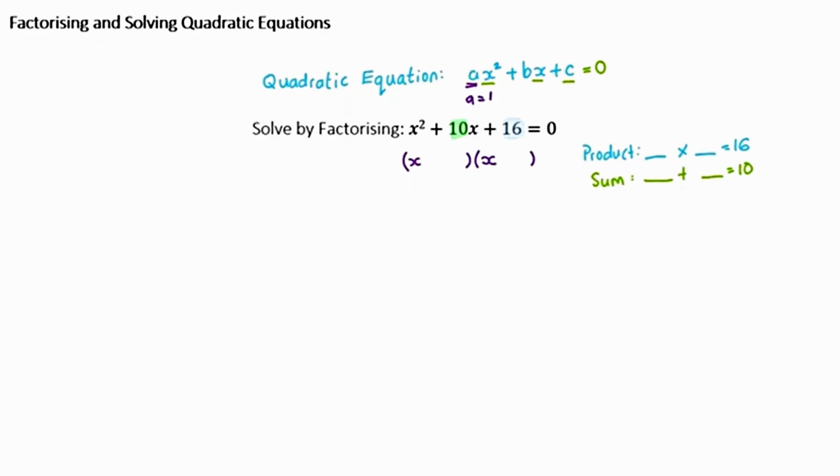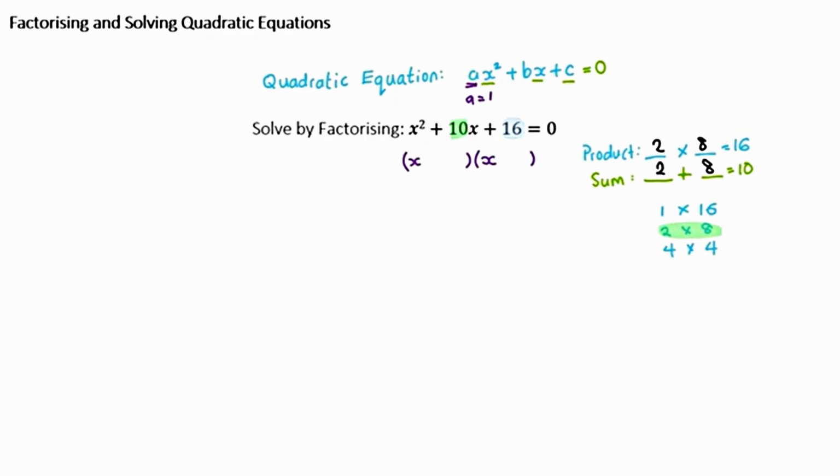So we can do this by first looking at the factors of 16, and the factors of 16 are 1 and 16. 2 is divisible into 16, and we've got 2 and 8. 3 is not divisible into 16, but we've got 4 and 4. So we can stop there, and we can see that if we add 1 and 16, we get 17. And if we add 2 and 8, that gives us 10. So the factors that multiply to give us 16, but also add to give us 10, are 2 and 8. So we will be using 2 and 8 for our factorisation.